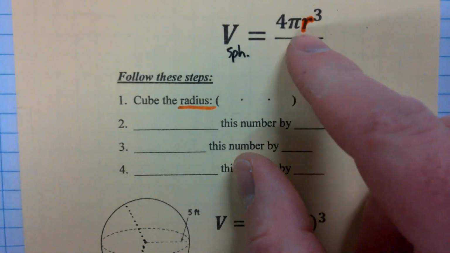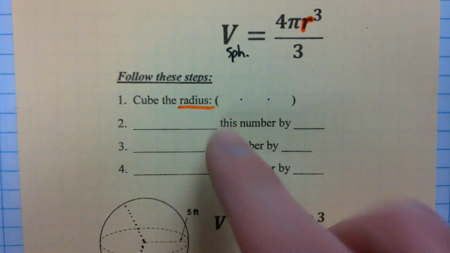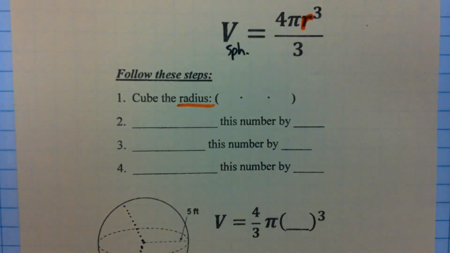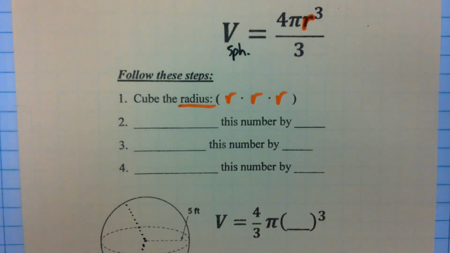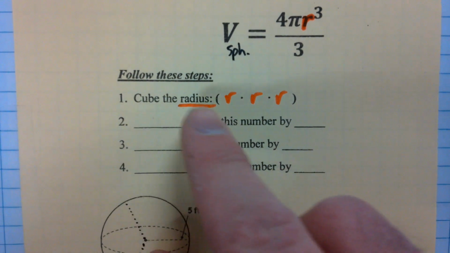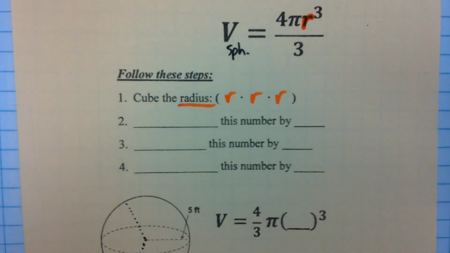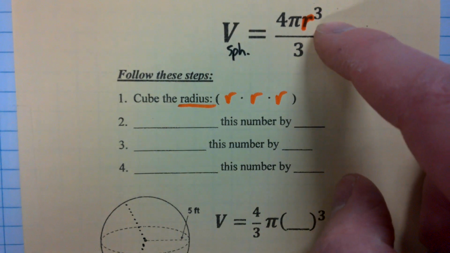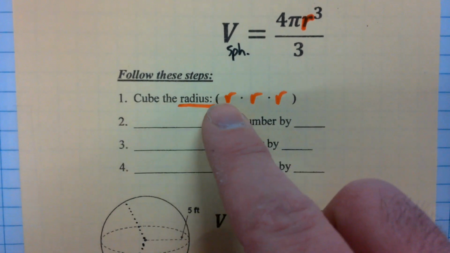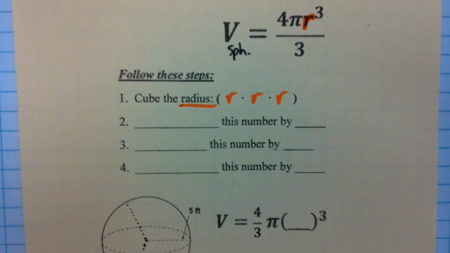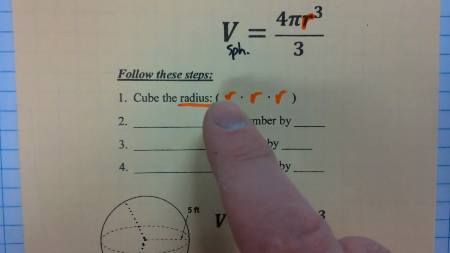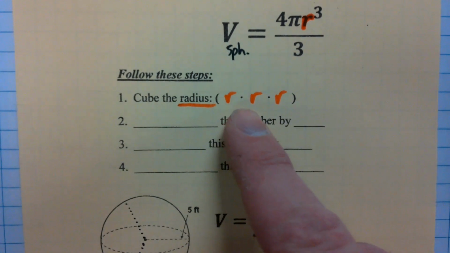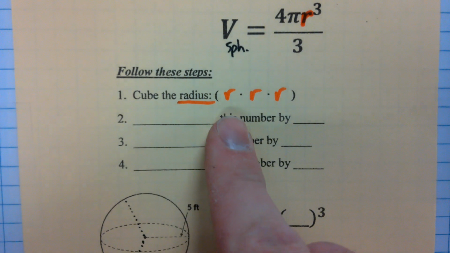So if I'm doing r to the power of 3, how could I expand that out? What would it look like? R times r times r. Right? Squaring the radius is just r times r, 2 times. For raising r to the 3rd power and cubing it, we're multiplying it by itself 3 times. So that's step number 1. Whatever the radius is, cube it. 5 times 5 times 5. 2 times 2 times 2.